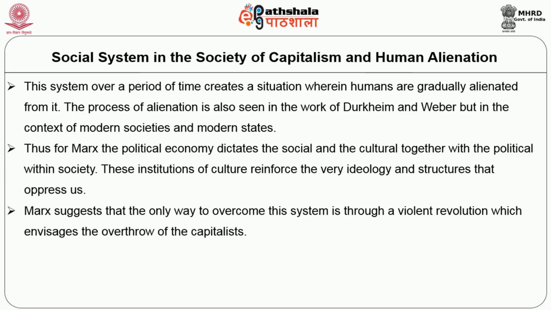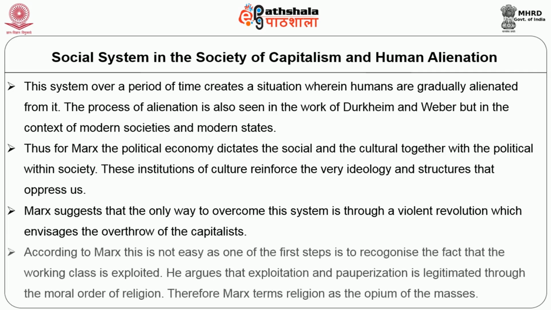Thus, Marx suggests that the only way to overcome the system is through a violent revolution which envisages the overthrow of the capitalists. According to Marx, this is not easy, as one of the first steps is to recognize the fact that working class is exploited. He argues that exploitation and pauperization is legitimated through the moral order of religion. Therefore, Marx terms religion as the opium of the masses.